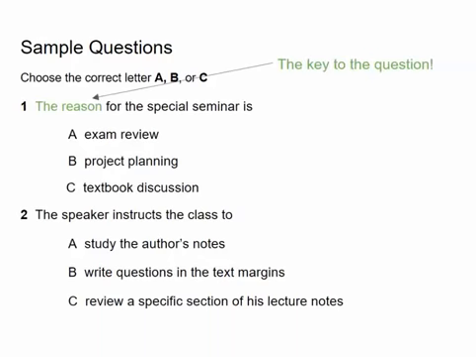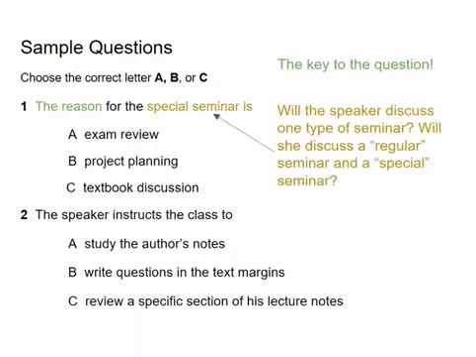Now, the key to this and the most important part of the question we see there is the reason. What we're supposed to listen for is the reason for the special seminar. So our answer choices are going to be reasons, and that's what we're going to be listening for from the speakers in the passage that will come soon. So as we're planning and as we're trying to make predictions for what answer choices to select, we need to underline or circle this part of the question because this is what we're listening for in the passage as the speakers are talking.